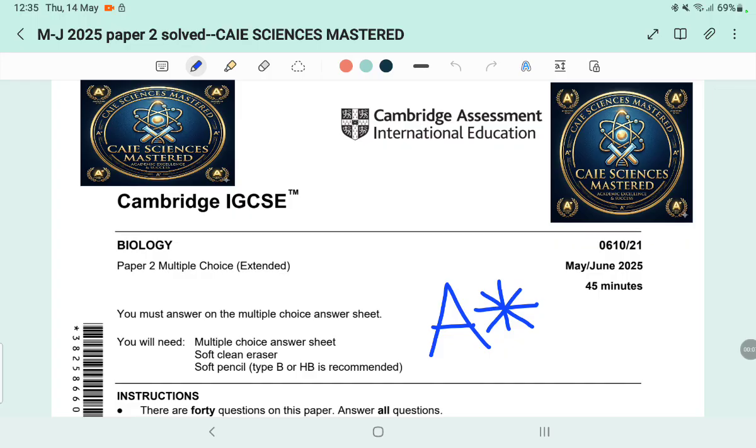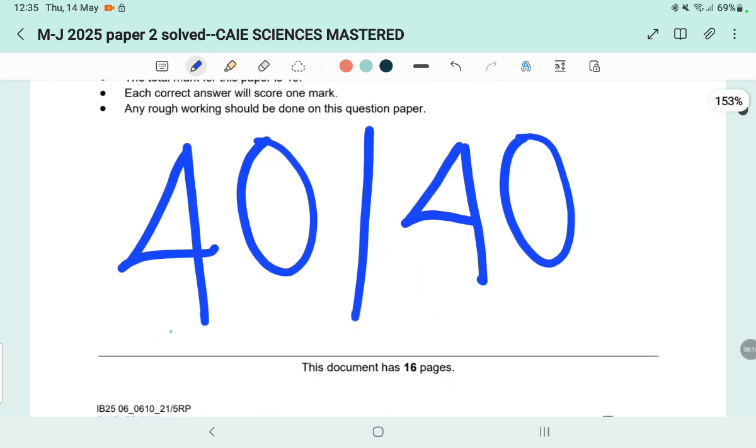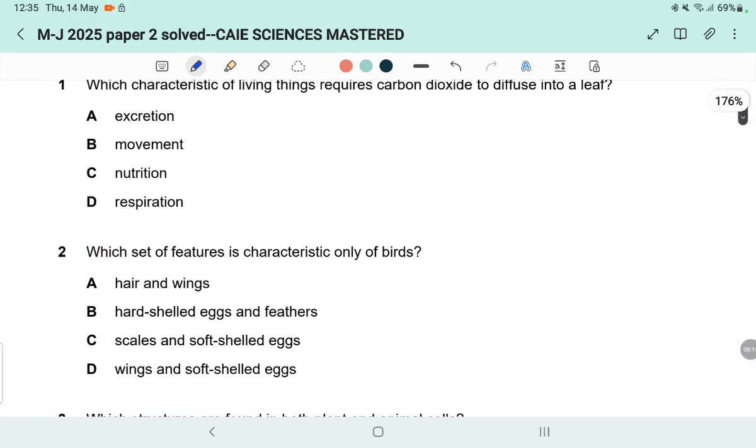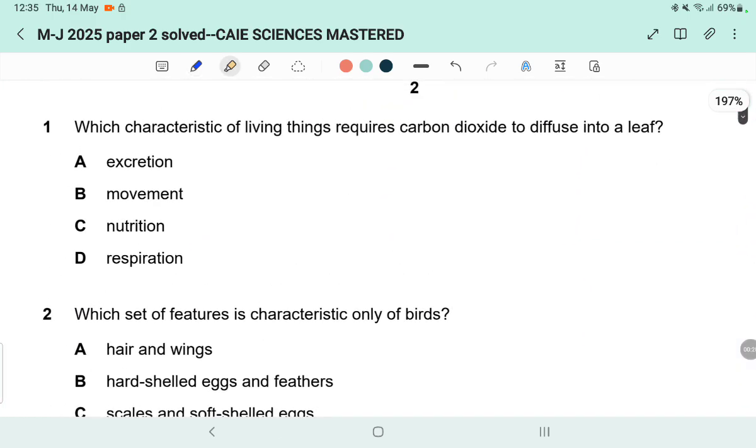Today we are going to solve the Biology Paper 2 Multiple Choice Examination Paper, May-June 2025, as you can see, Variant 1. So let's just start with the first question. In the first question here, which characteristic of living things requires carbon dioxide to diffuse into a leaf?